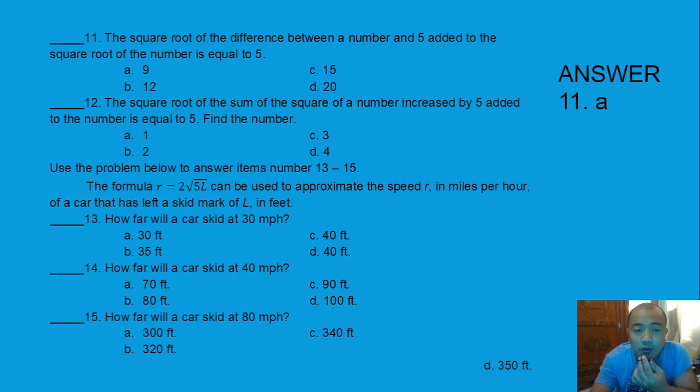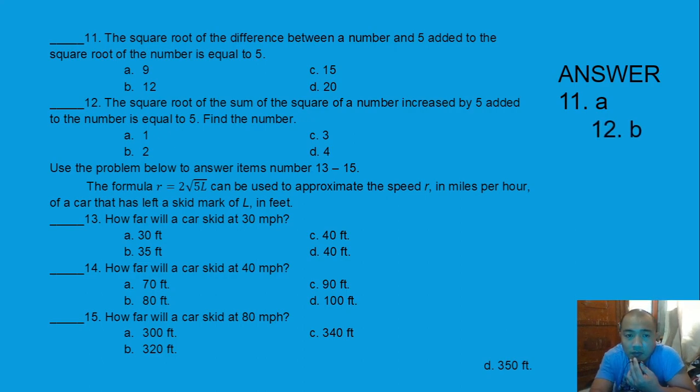Number 12. The square root of the sum of the square of a number increased by 5, added to the number, is equal to 5. Find the number. So what's your equation here? The square root of the sum of x squared plus 5 is equal to 5. So the answer is B, 2.